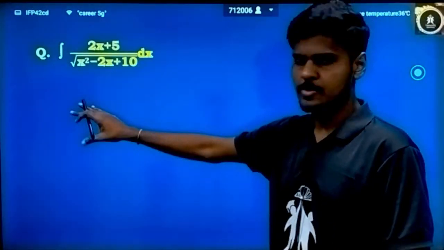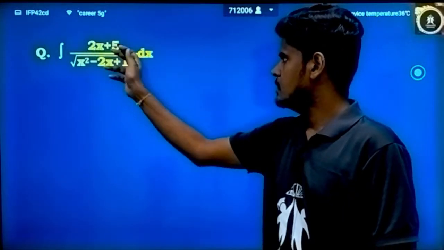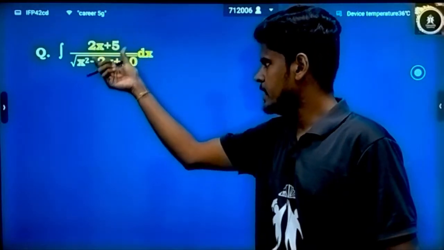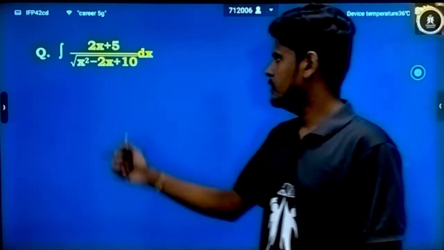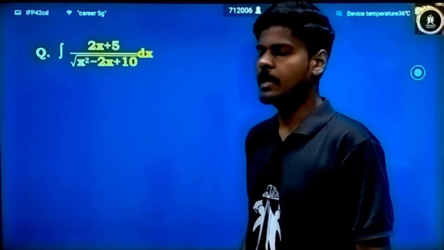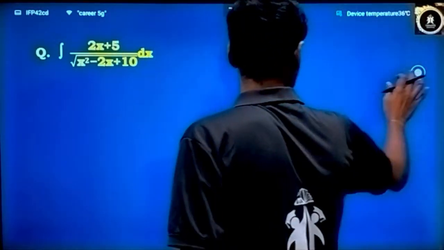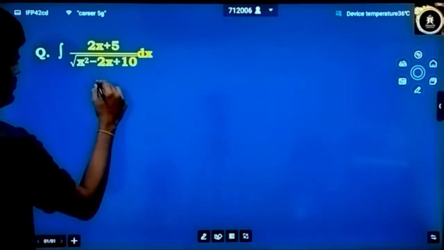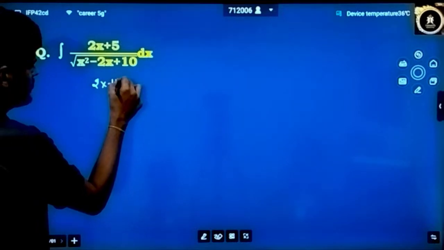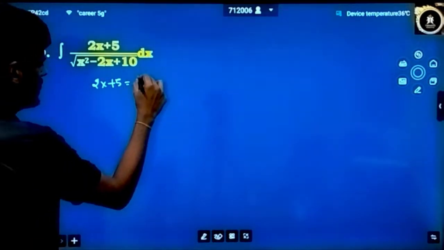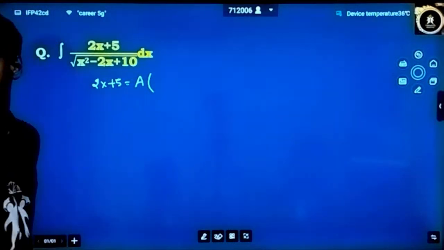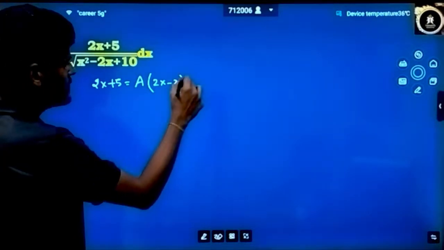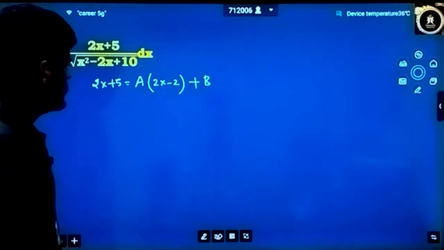Now we'll see the solution to this problem. So what is this? 2x plus 5 by square root of x square minus 2x plus 10. This is of the form linear by root of quadratic. Then we have to differentiate the quadratic and make it come into the numerator. So how to do that? We should write 2x plus 5 is equal to some constant a into the differentiation of the denominator, 2x minus 2, plus b.